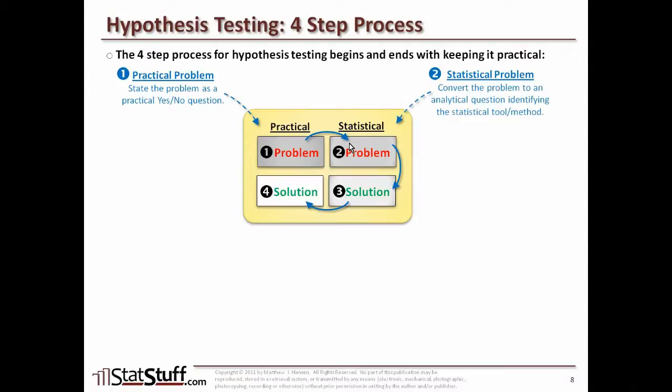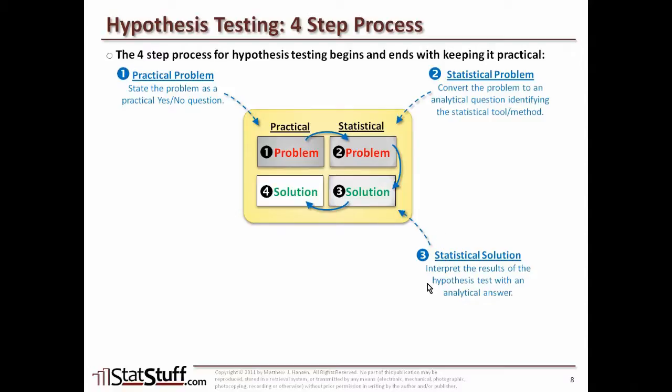Then we move on to the statistical problem. That is where we want to convert that original problem to an analytical question that's going to help us identify the statistical tool or method that we're going to apply in order to help analyze and resolve the problem. And then from there, after applying the tool, we're going to come up with a statistical solution.